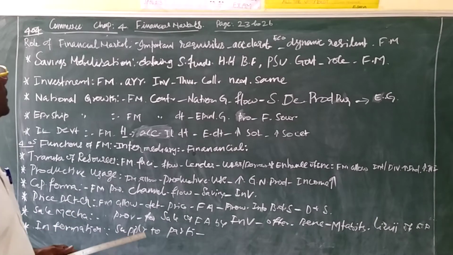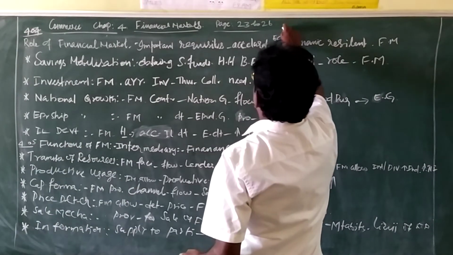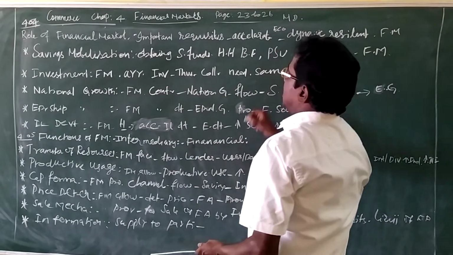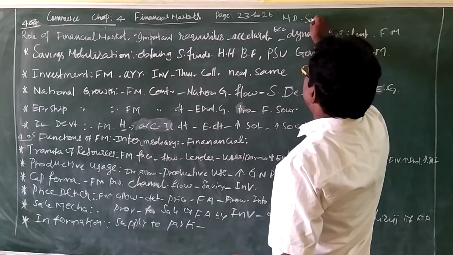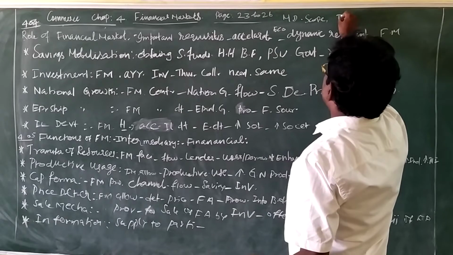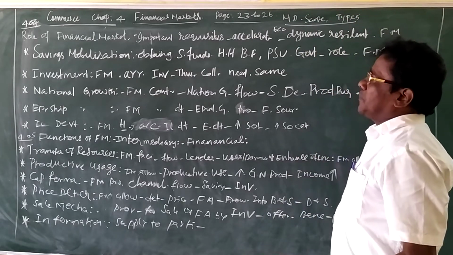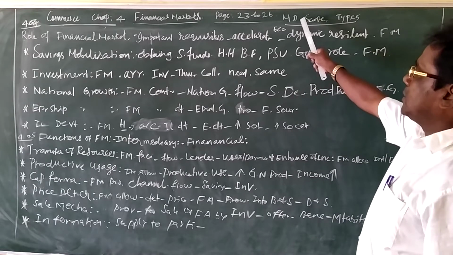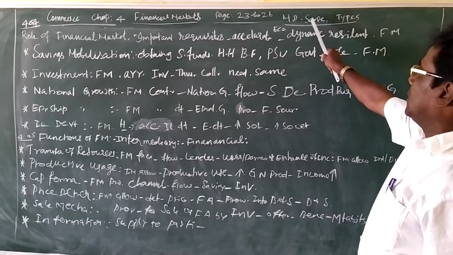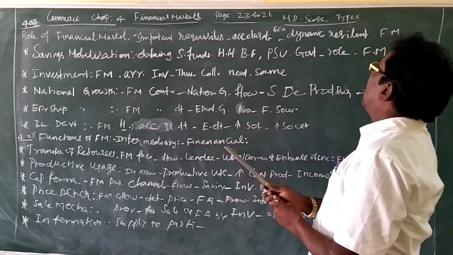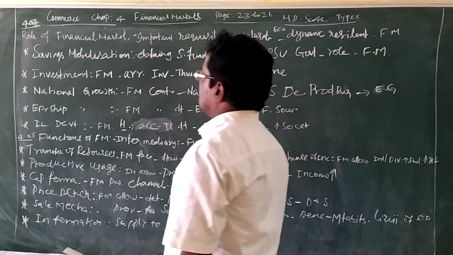So in the last class regarding the financial market, we saw the meaning and the definition of financial market, then the scope of financial market as well as the types of financial market. These were in the previous class. What is the meaning of financial market? What is the definition? As well as what are the areas covered by the financial market and the various types of financial market. That we saw in the previous class.